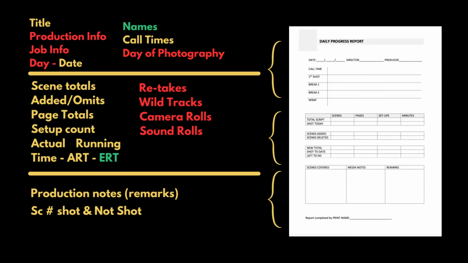Okay, now in this sample, we do have a title, which is the daily progress report, but it doesn't have any production information or job information. So, say an editor was working on this and he was working on a couple of different jobs for this production company. It's going to be confusing for him what job this report is referring to. That's why it's very important to make sure you put down the production information and the job information, so it's very clear to them what this report pertains to.